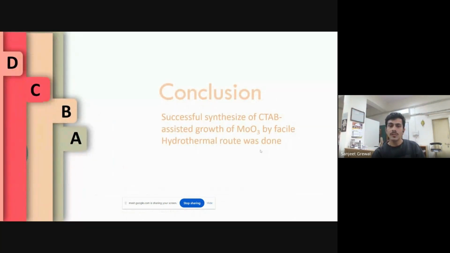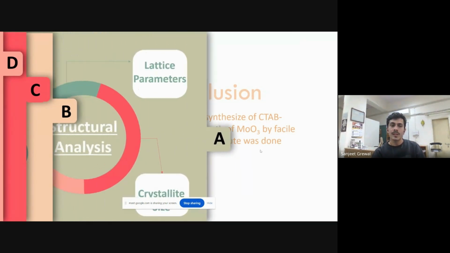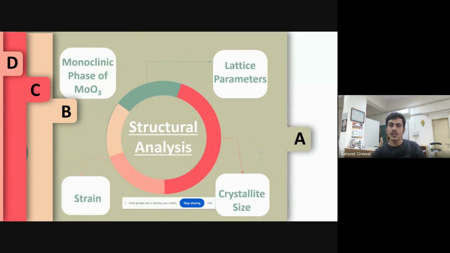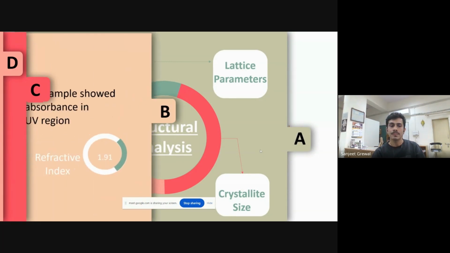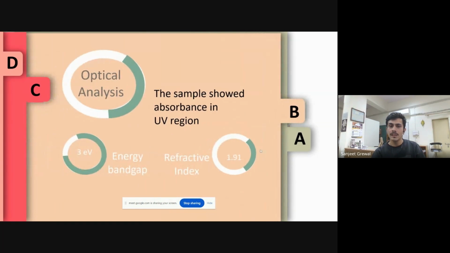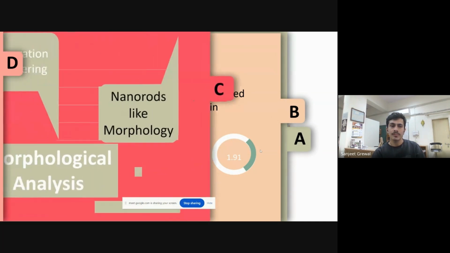In the conclusion, we have synthesized our MoO3 in the presence of CTAB by a facile hydrothermal route. In the structural analysis, we calculated the lattice parameters, crystallite size, and strain, and the phase of the sample came out to be monoclinic. In the optical analysis, our sample showed absorbance mainly in the UV region, with a band gap of 3 electron volt and refractive index 1.91.